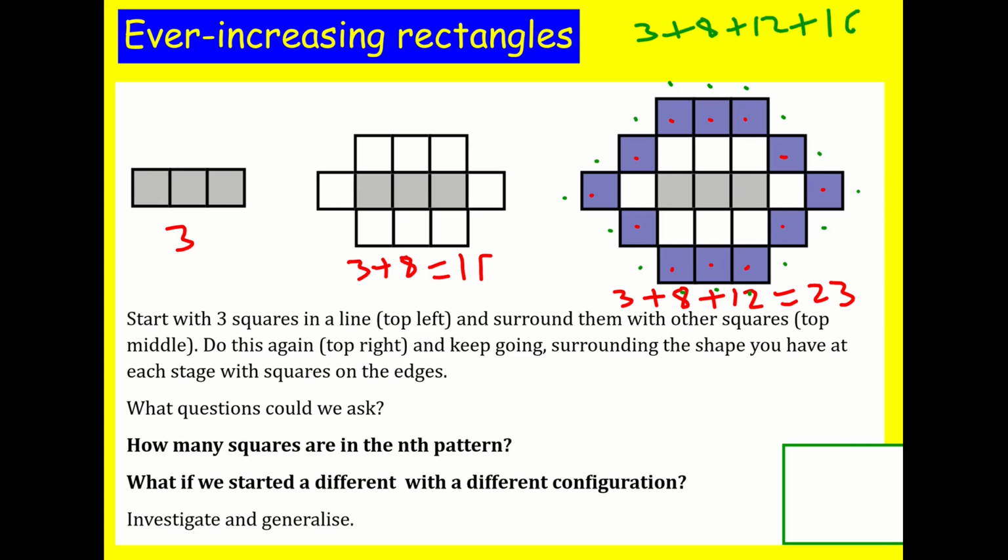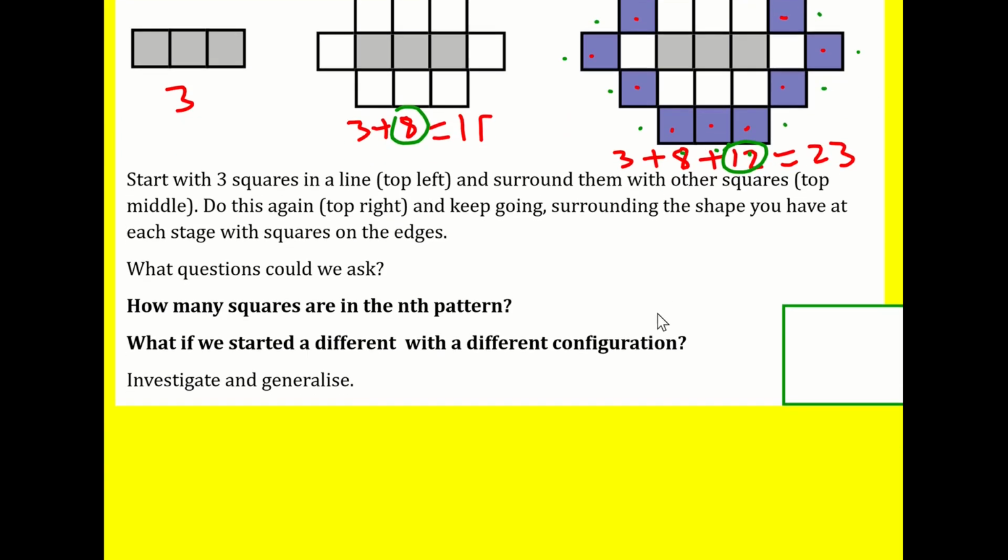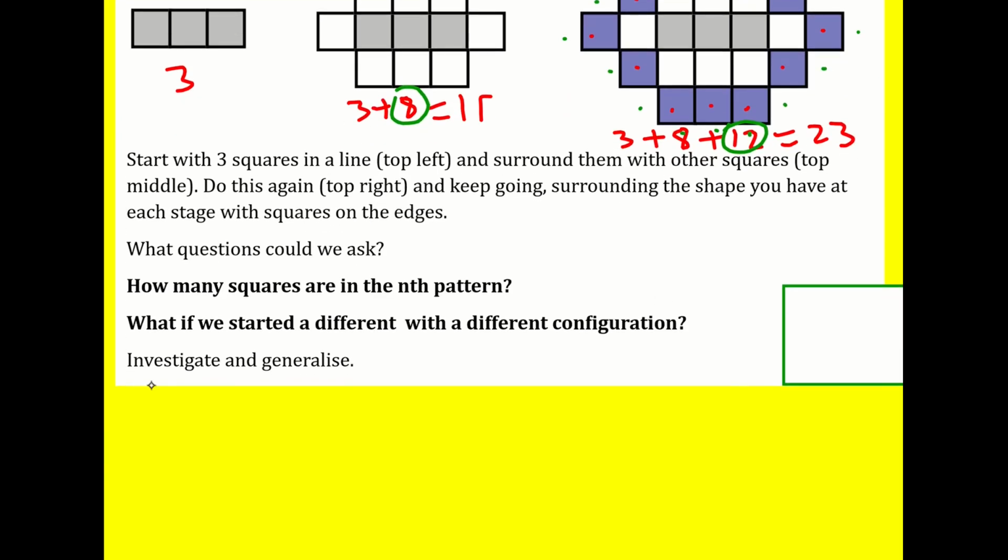And you can see the changing difference. On this one I added 8, on this one I added 12, and now I'm going to be adding 16. So you can see that the difference is going up every time, but it's going up by a constant amount, by 4. And actually this is going to be a quadratic sequence, and that is essentially what we're investigating here. So let's go with the pattern. We've got 3, 11, 23.